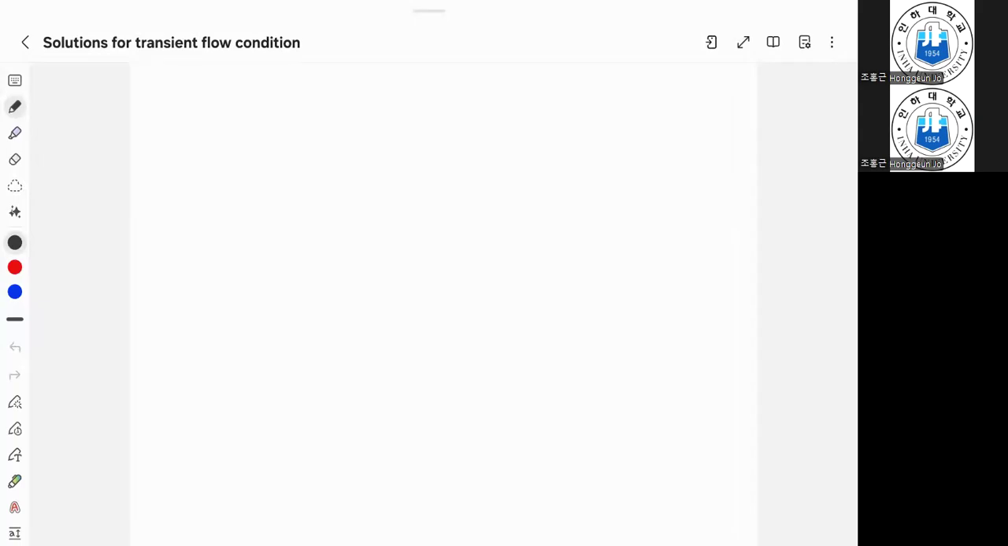So from the last class, we have derived the simplified form of the diffusivity equation. We only finished up to how we get the simplified form, but we haven't really solved it. And the equation goes by 1 over r times partial over partial r, r partial p partial r, is equal to porosity, viscosity, and compressibility over permeability times partial p partial t.